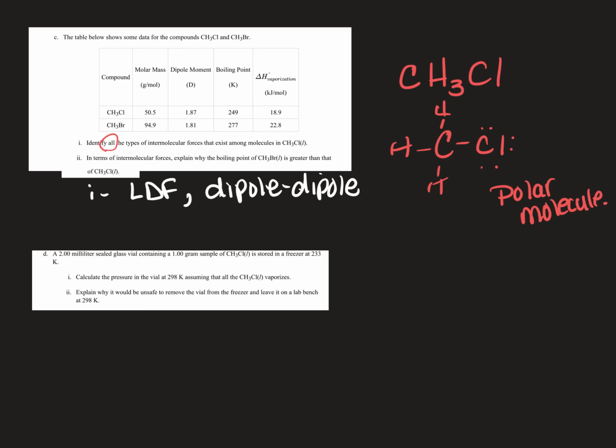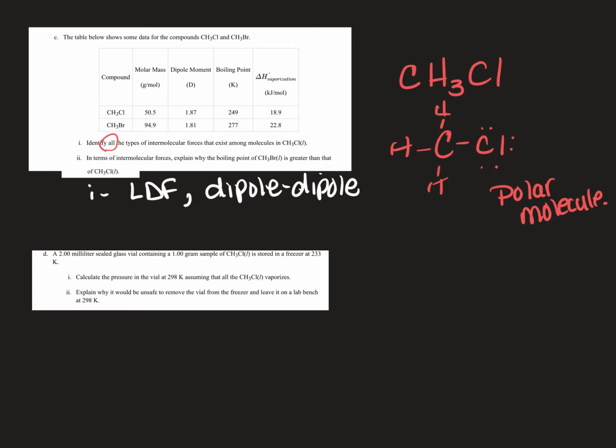It doesn't have hydrogen bonding because it doesn't have hydrogen bonded to nitrogen, oxygen, or chlorine. Okay? So now little double i. In terms of intermolecular forces, explain why the boiling point of methyl bromide is greater than that of methyl chloride. So we just identified the intermolecular forces that exist in the methyl chloride.